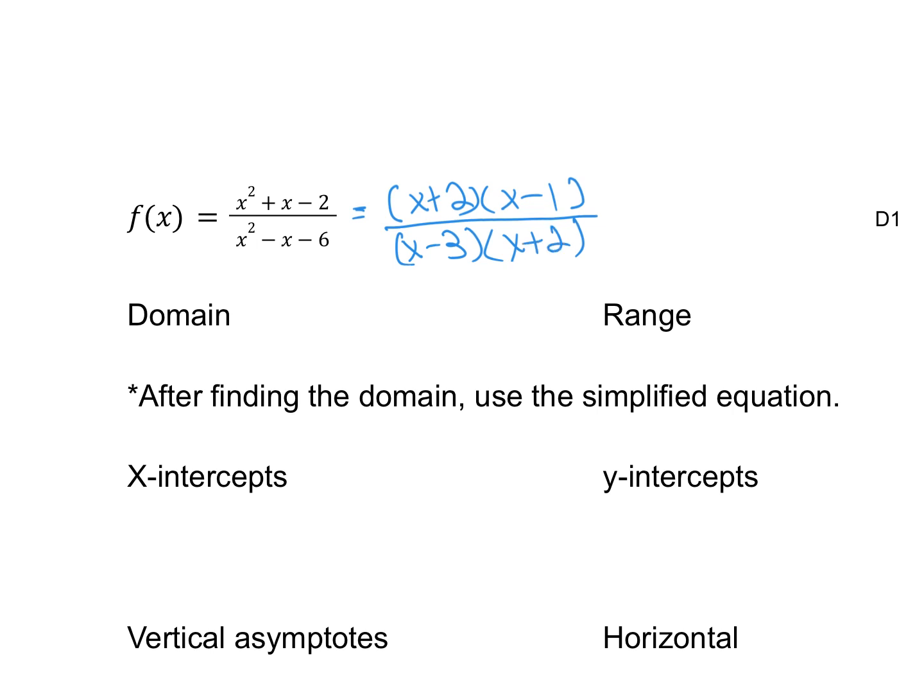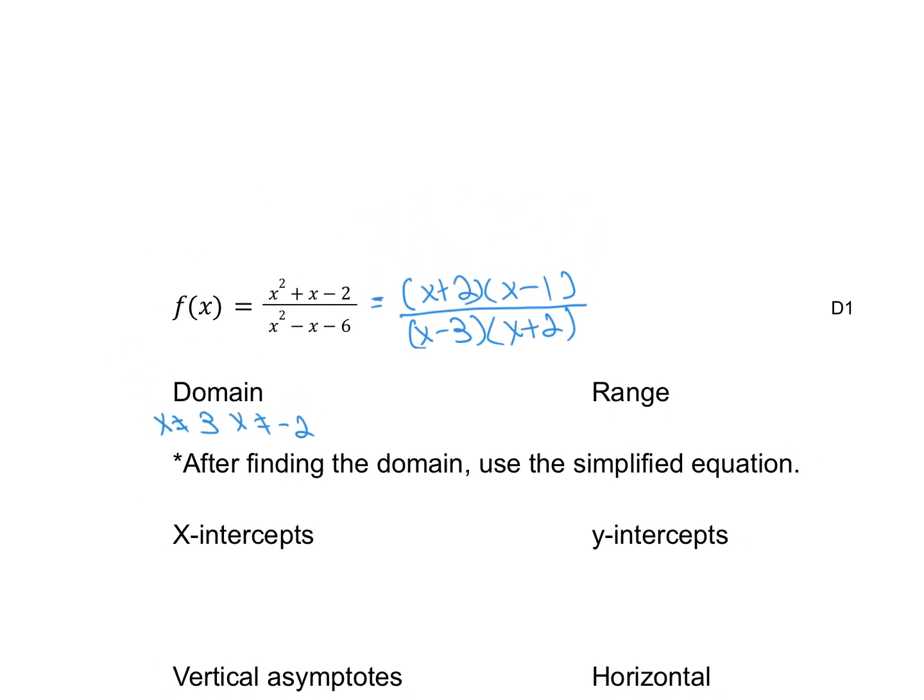So the first thing that we do is we figure out what our domain is, and we do that by figuring out what x can't be. Well, x can't be 3, and x can't be negative 2. So again, sometimes it helps to think about this on a number line. Okay, so on a number line, if we had negative 2, negative 1, 0, 1, 2, 3. I'm telling you that it can't be negative 2 and it can't be positive 3.